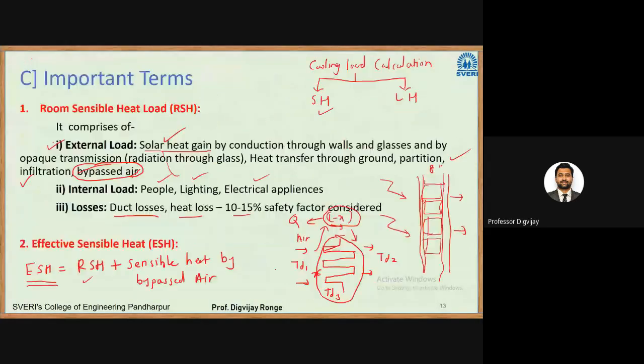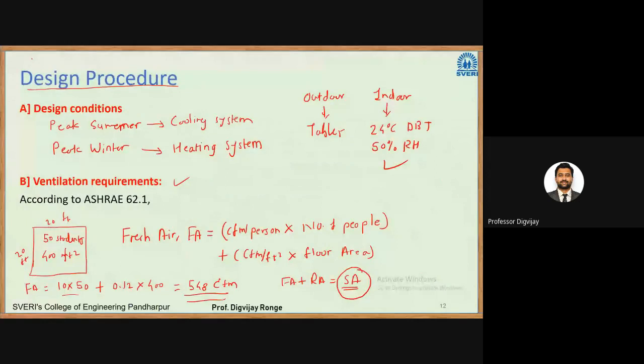So how was it? First we have to decide the design conditions. Design conditions means we have to know the outdoor conditions, and then we have to decide what temperature and humidity we are going to maintain inside the room. Second was the ventilation requirement. There is a minimum ventilation, or we can say fresh air requirement, within a space. This is decided by ASHRAE. There is a standard, ASHRAE 62.1, which decides how much minimum fresh air is required per person, and also per square feet.